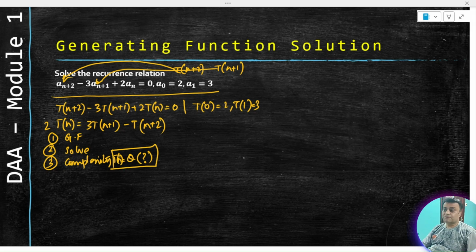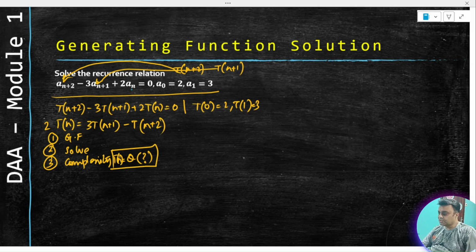So we need to first find out what the generating function for this is. So what we'll do is multiply this same equation with x to the power of n. Acha, by the way, one more important thing is, what is the lowest suffix of n?